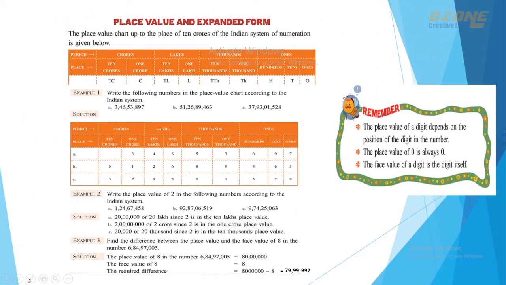Place value and expanded form. So already we have studied about place value chart, and we know that two systems of numeration are there. One is the Indian system and the other is the international system.